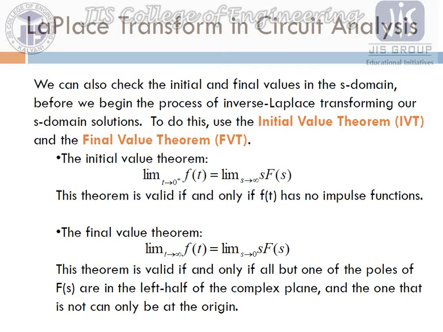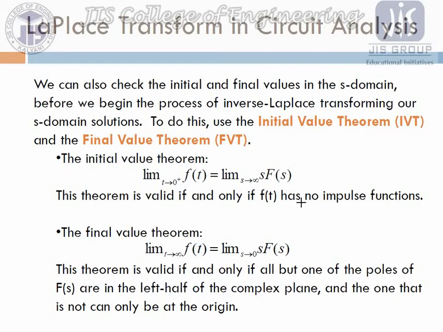And for the initial value theorem, one thing is very clear: this theorem is valid if and only if there is no impulse function. If the circuit contains any impulse function or the like, then we cannot apply the initial value theorem. And the final value theorem is valid if and only if all but one of the poles of F of s are in the left half of the complex plane, or it can be said as one of the poles lies in the left half of the s plane.